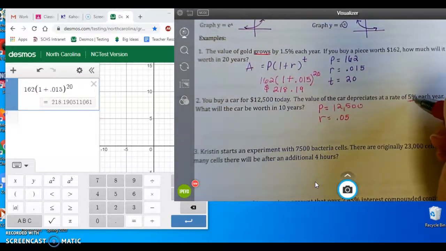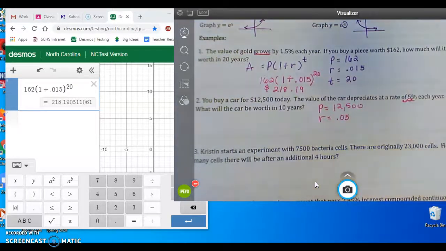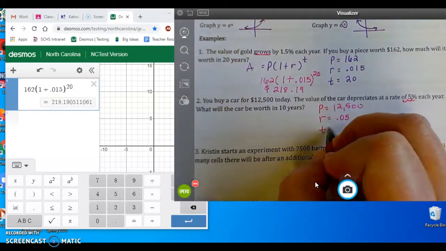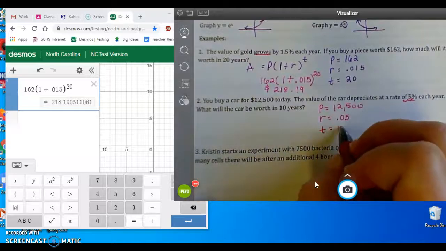When you think about moving it 2 places, the decimal is after the number, and so if I move it 1 and then another, that's why there's another 0 in front of that 5, if you're doing it that way. Okay, my t is how long I'm trying to figure it out for, and that's 10.